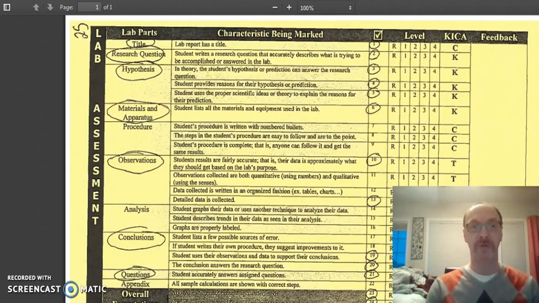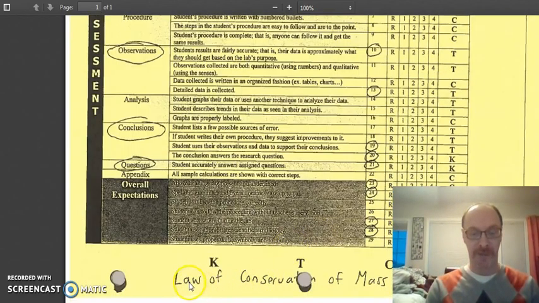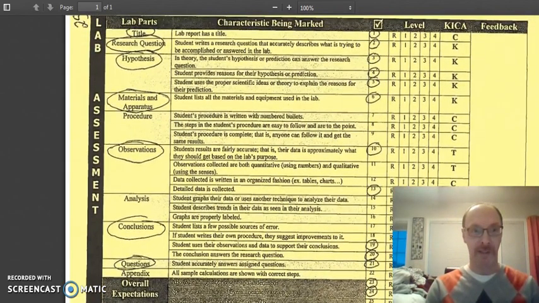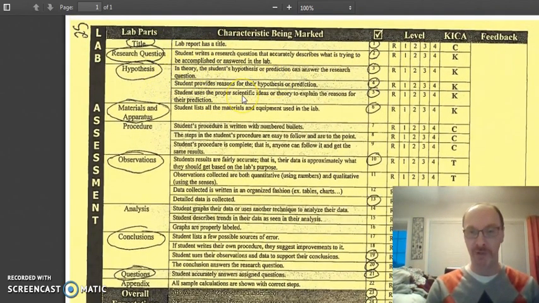You also need to find in your module packet this rubric. This particular rubric, there's a title on the bottom called Law of Conservation of Mass Lab, and it contains some instructions about what you need to do in your lab report as well.